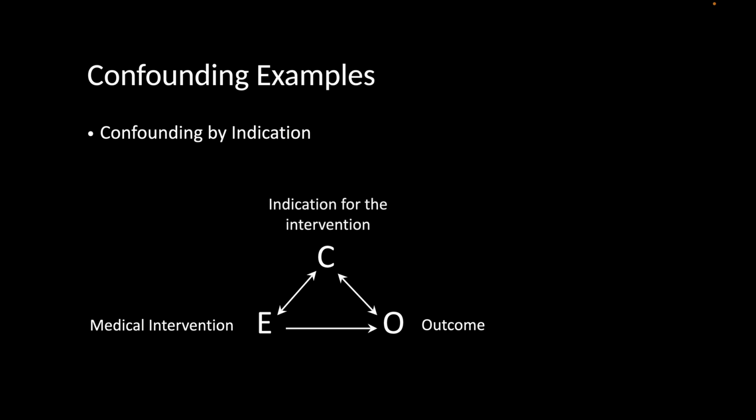But as it turns out, there's also the indication for the intervention. The reason people have the intervention might be associated with the outcome. So as an example, it might just be that sicker people are given the intervention and less sick people are not, which can lead to a distortion of the association between the intervention and the outcome. And a good example of this is early in the AIDS epidemic.